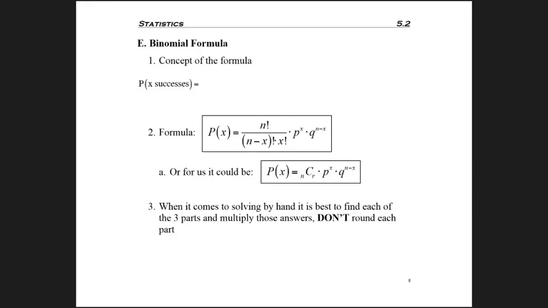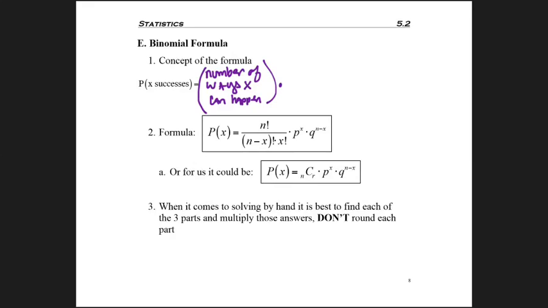The binomial formula itself can seem pretty daunting. It's in the two boxes below. But let's make sure that we understand the three parts of the formula. So the first part of the formula is made up of the number of ways x can happen. So that's what we just found a few minutes ago, the combination piece of it.